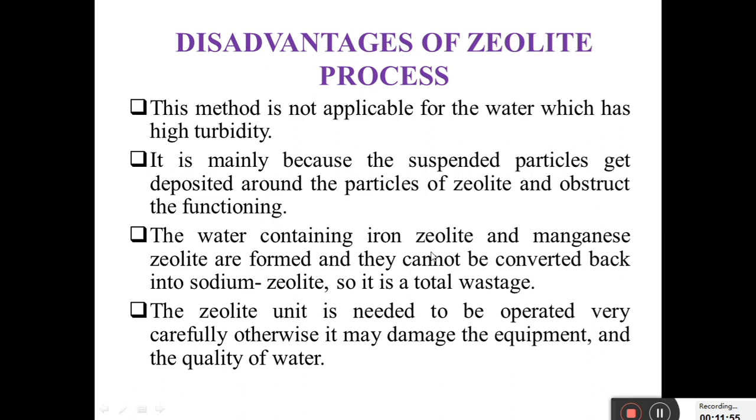Then in water containing iron, iron zeolite and manganese zeolite are formed and they cannot be converted back into sodium zeolite, so it is total wastage. And the zeolite unit needs to be operated very carefully, otherwise it may damage the equipment and the quality of water. So these are some disadvantages of the zeolite process.